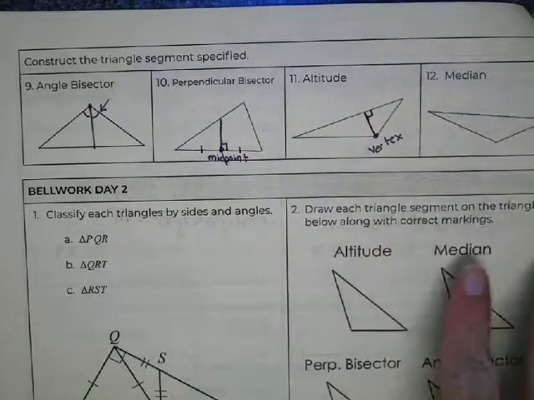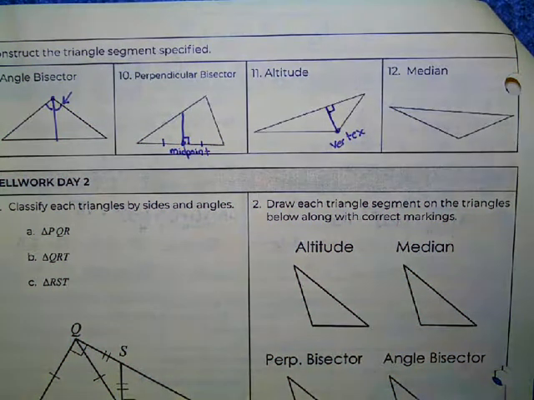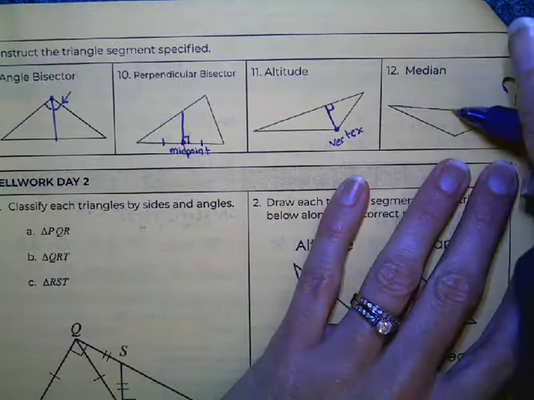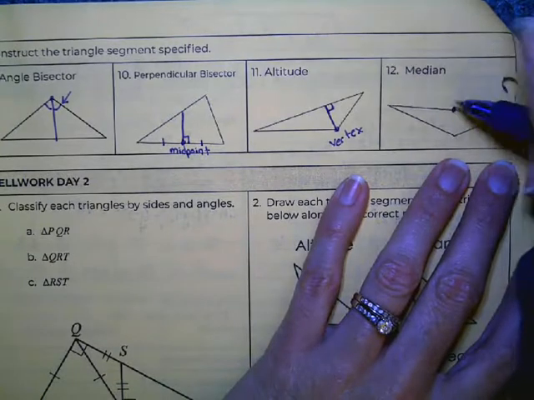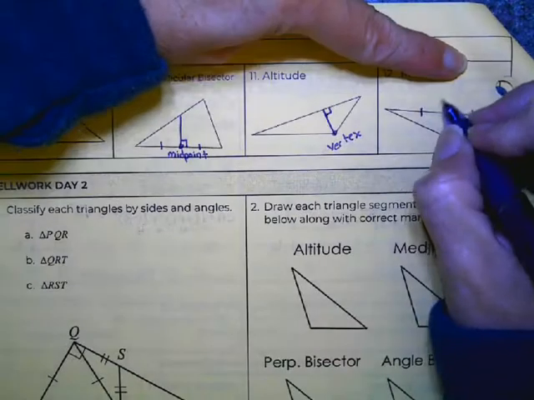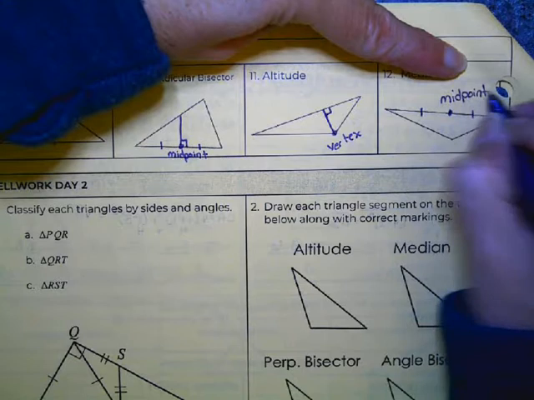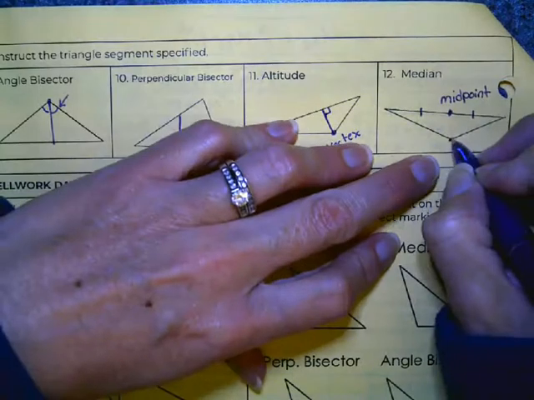Okay, median goes from a vertex to the midpoint. So let's say I take this long side over here, that's going to be about my midpoint. So I'm going to put those little marks to show midpoint. A median connects a vertex to the midpoint.